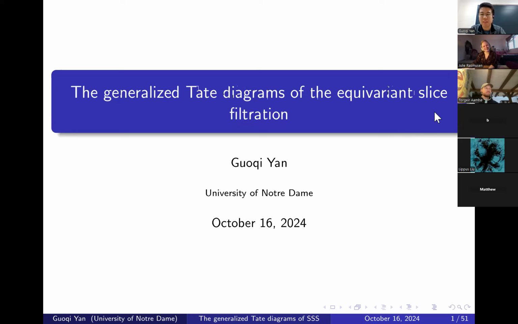Thank you very much for the introduction, and thank you for having me here. So today I will be talking about the generalized Tate diagrams of the equivariant slice filtration.